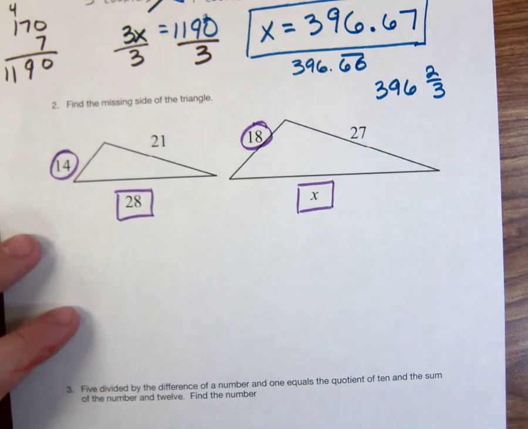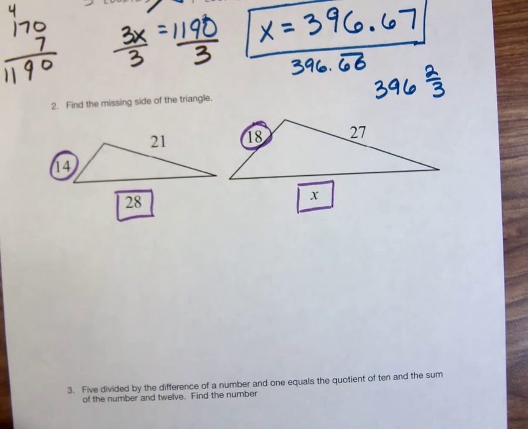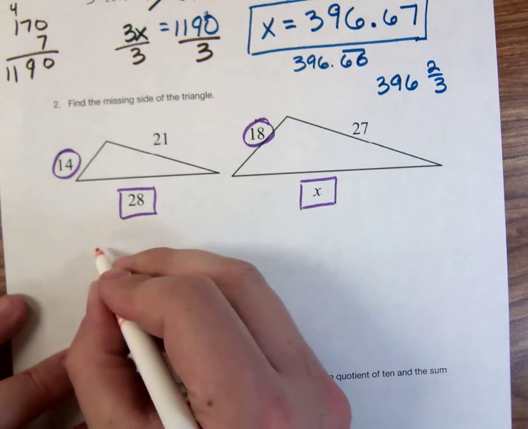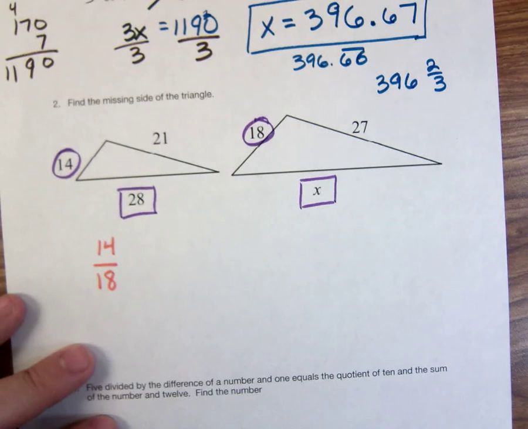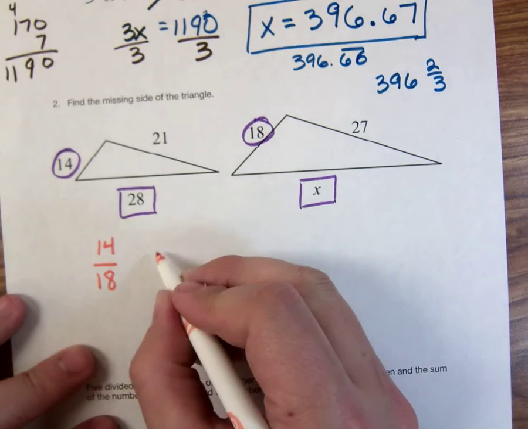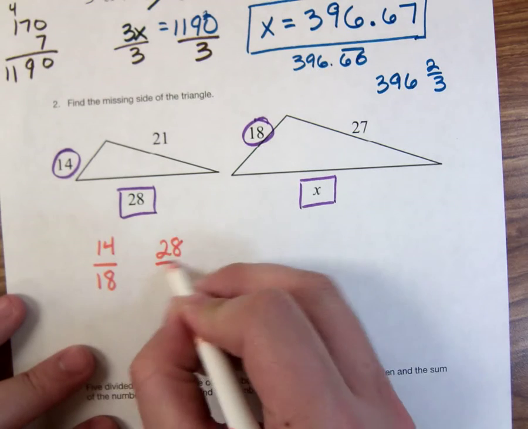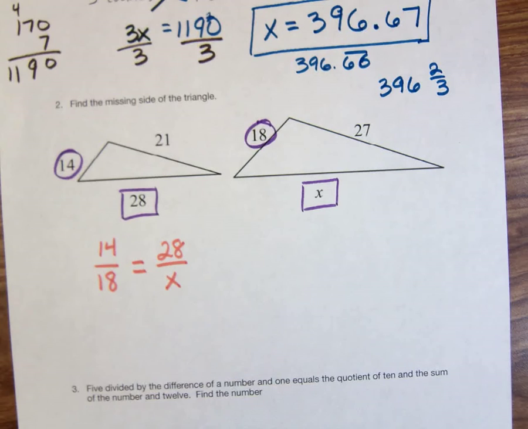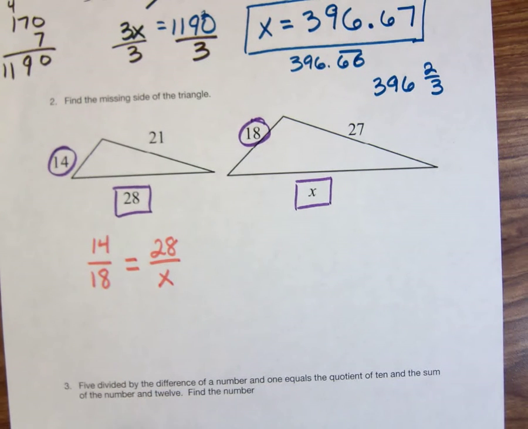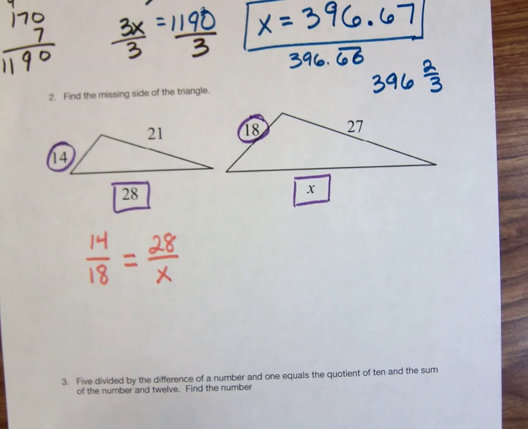And that right there actually is the key to how we're going to set up this problem. 14 over 18 will be my first ratio. The second one will be 28 over x, and those are equal to one another. I used 14 over 18. It would have been totally fine for me to use 21 over 27 too. I could have used either one of those. I don't need both. One or the other will work.